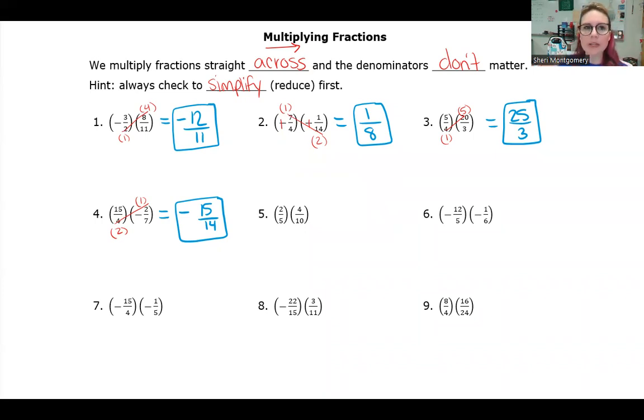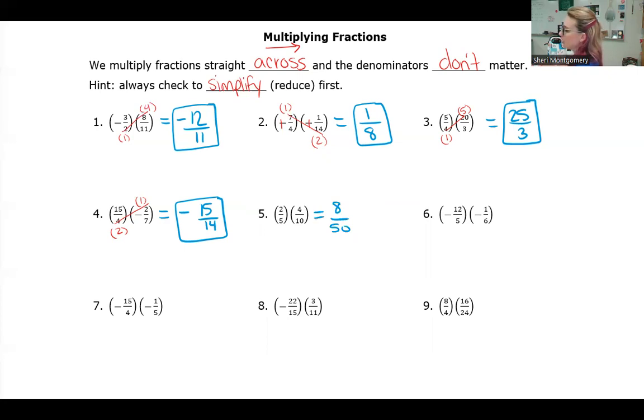One thing I also want to point out is that if you don't really like reducing, you don't have to reduce first. It just makes it a little bit easier. But some of y'all might not think so. So if you don't think so, one thing that you can do is just multiply straight across. So if you look at question number 5, if you just multiply straight across, 2 times 4 is 8, and 5 times 10 is 50. The only difference is now at the end, I need to reduce.